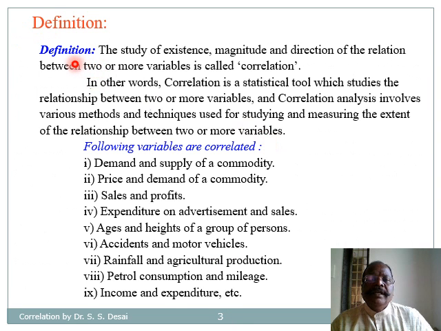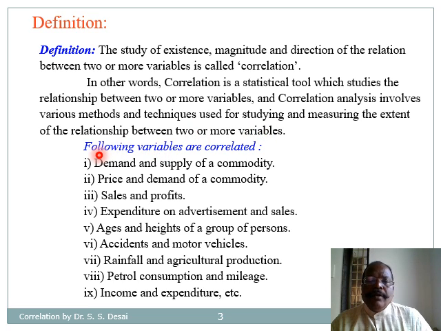Let us see the definition of correlation. The study of existence, magnitude and direction of the relation between two or more variables is called correlation. In other words, correlation is a statistical tool which studies the relationship between two or more variables, and correlation analysis involves various methods and techniques used for studying and measuring the extent of the relationship between two or more variables.